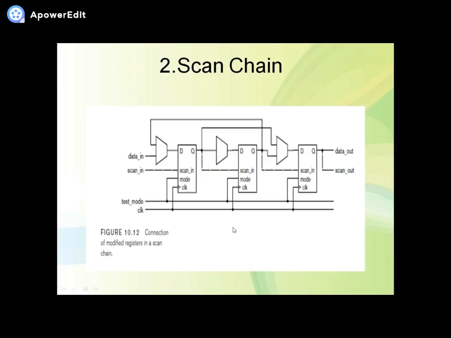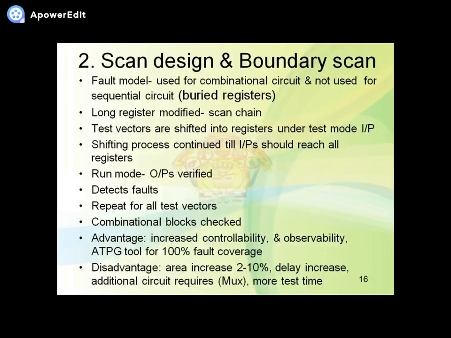So in this way, we can detect faults occurring in the combinational block. We can detect the faults occurring in the sequential circuit as well as the faults occurring in the combinational circuit. So this technique is used to increase testability. Advantage of this: it increases testability and controllability.